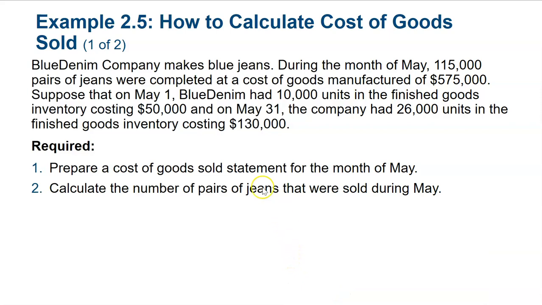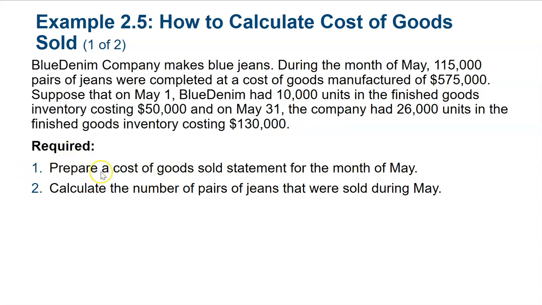cost of goods sold. All right, so it says here on May the 31st, the company had 26,000 units in the finished goods inventory costing $130,000. So what that tells us, if we think about it, is we had $625,000, the $575,000 plus the $50,000 beginning inventory cost. We had $625,000, and we still have $130,000. That's going to give us $495,000 for cost of goods sold. So I'll let the cat out of the bag a little bit early there.